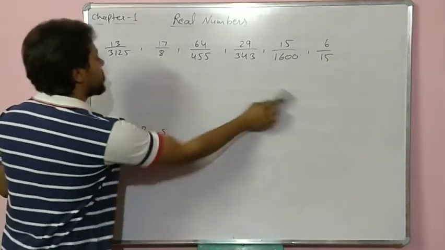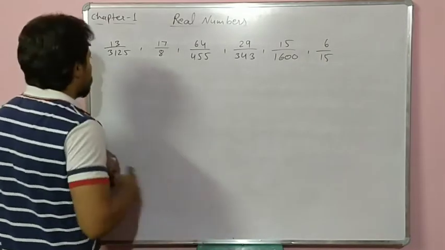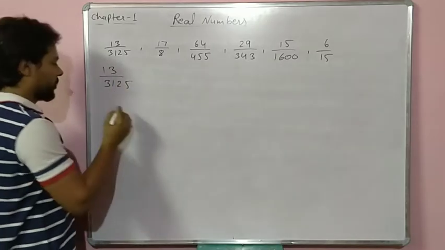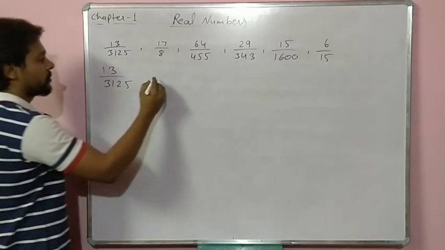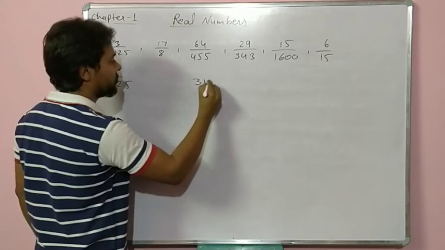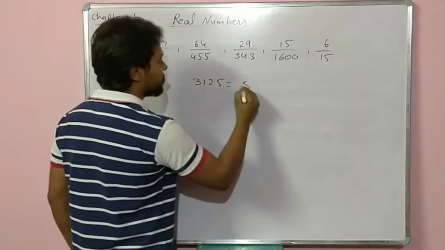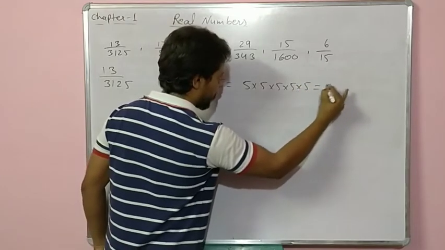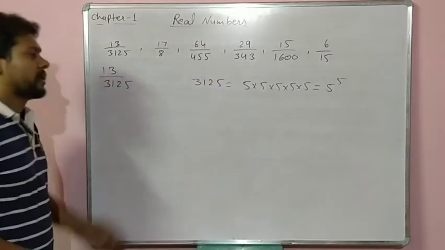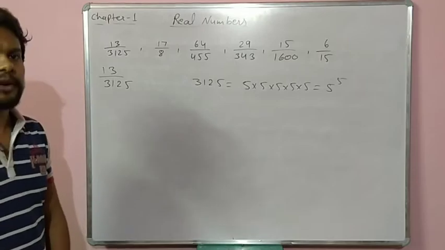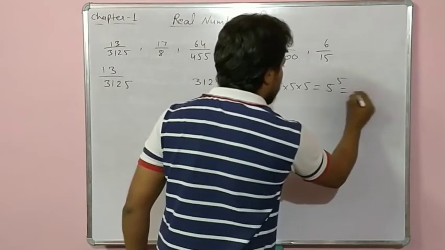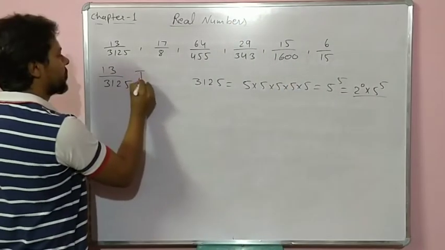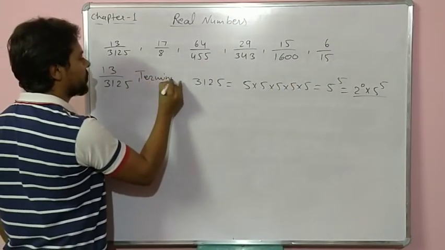Alright, let's check all this. First one, 13 upon 3125. What is the decimal expansion of 3125? 3125 equals 5 into 5 into 5 into 5 into 5. 5 to the power 5. Is it of the form 2 to the power m into 5 to the power n? Yes, it is. I can write it as 2 to the power 0 into 5 to the power 5. So it is terminating.